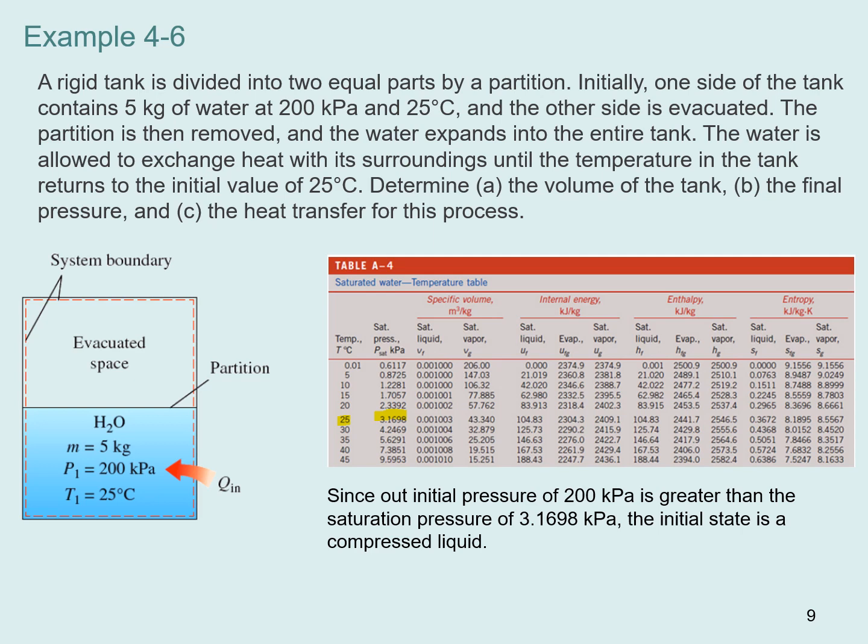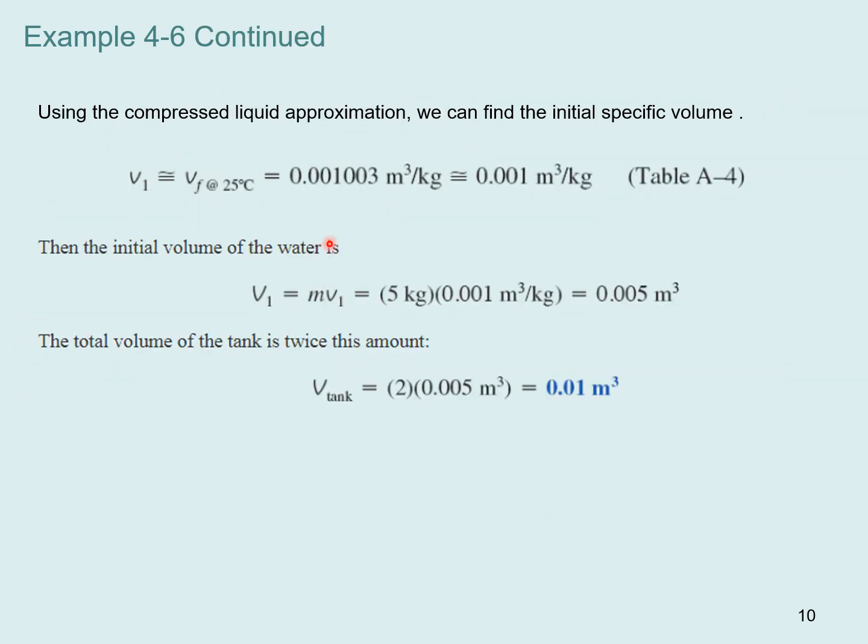So since we're a compressed liquid, we're going to use the compressed liquid approximation when we can. So using that approximation, we can find the initial specific volume. It's this VF value at 25 degrees C, and you can read off the table, and you get approximately 0.001 cubic meters per kilogram. So therefore, the initial volume is given by the mass times the specific volume, 0.005 cubic meters. And since we're told the total volume of the tank doubles, then we also know the final volume of the tank, which is 2 times 0.005 cubic meters, so it's 0.01 cubic meters.